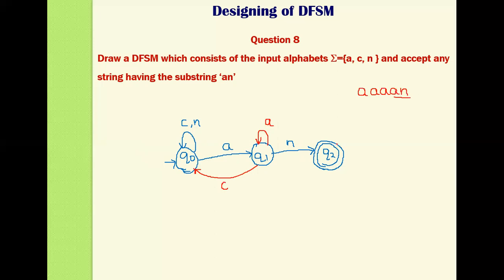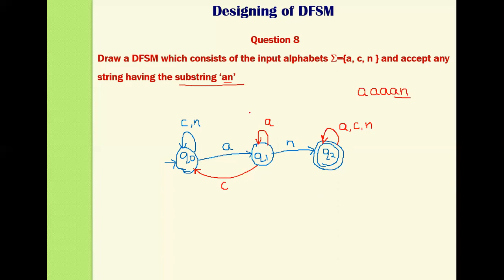Now Q2. Since AN is just a substring they are asking, I can have any number of As, and any number of Cs or Ns at the end also, no problem, because it is a substring. You should know that when a question is asked about substring finding, things become very easy. You will not have any trap state. You will just be playing with the self loops and the previous ones. So this will be your diagram.